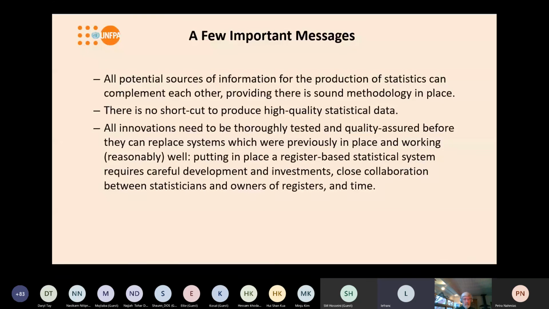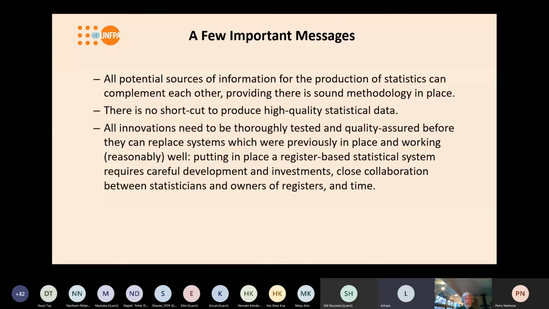So all sources are welcome, especially in this age where data are more and more important. At the same time, I think there's no shortcut to produce high quality statistical data. So that's something to be remembered, because we don't want to take approaches that compromise on the methodology and therefore on the quality of the data that are produced. And along with that, I think all innovations, and that goes with the introduction and the setting up of registers, need to be thoroughly tested and quality assured, so that in the end they may replace systems that were working more or less reasonably well in the past, but we want to ensure that we don't lose in terms of quality by changing the system.